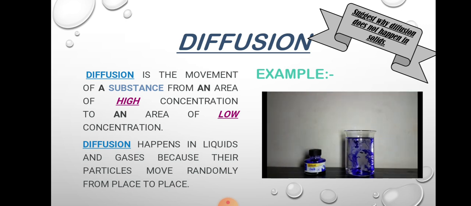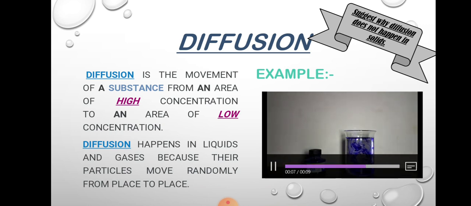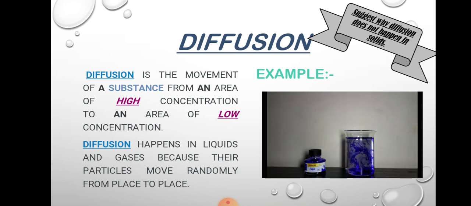Now there is an example. The beaker contains water. A drop of ink has been put carefully in the center of the water. The ink particles gradually diffuse outwards to mix completely with the water molecules. Another example of diffusion is a bottle of perfume. When you take off the cap, the smell gradually spreads out.